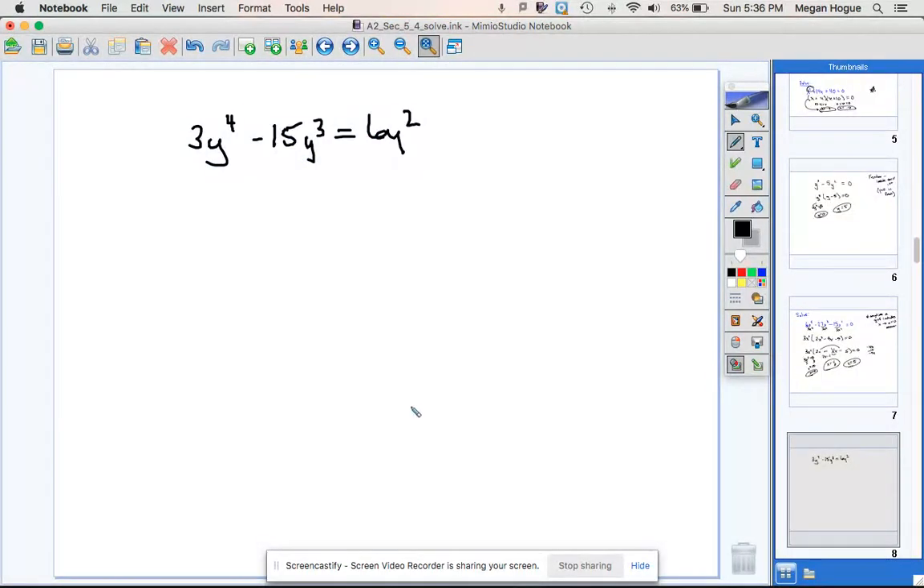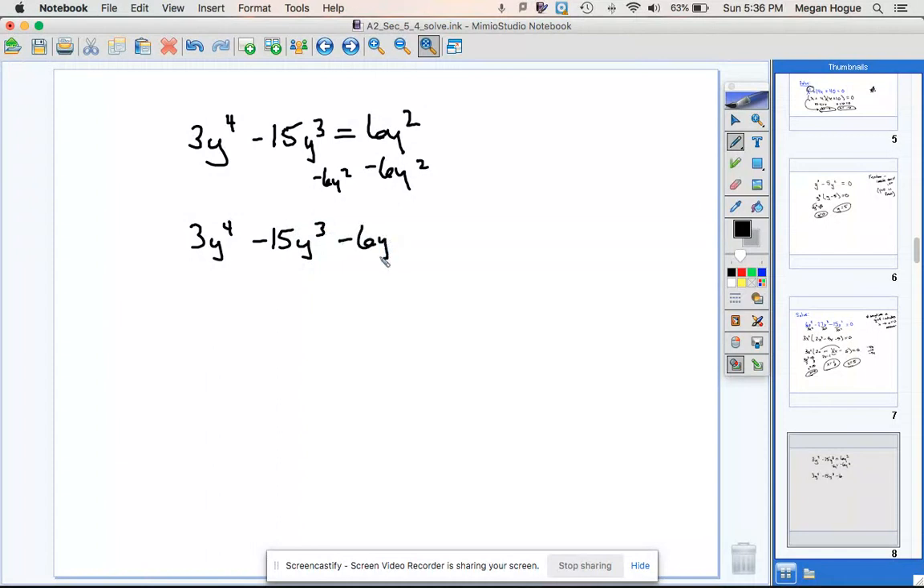All right, moving on here, we've got 3y to the fourth minus 15y cubed equals 6y squared. And if you want to use x's for all your problems, you're certainly welcome to change them all to x's. So remember, just like before, we want to get them all equal to 0 before we can factor, and we want to get it in standard form. So I'm going to subtract 6y squared, and make sure it's in standard form before I factor.